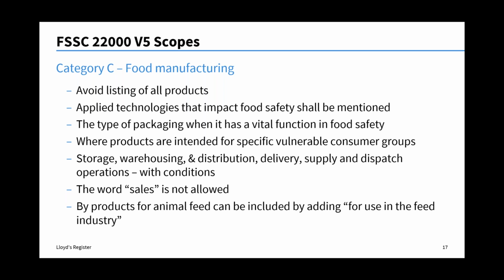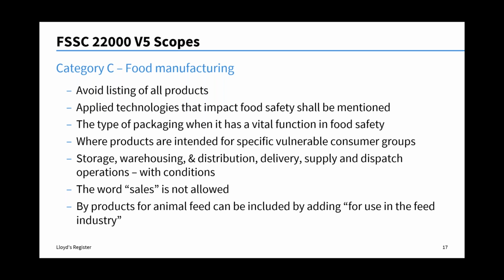The applied technologies that can impact food safety shall be mentioned, like sterilization, pasteurization, fermentation, drying. But it is strongly advised not to put all individual process steps in the scope. For example, receiving, storing, mixing, packaging, storage, these are not preferred onto the scope statement, unless that process impacts the food safety, then only it needs to be mentioned.